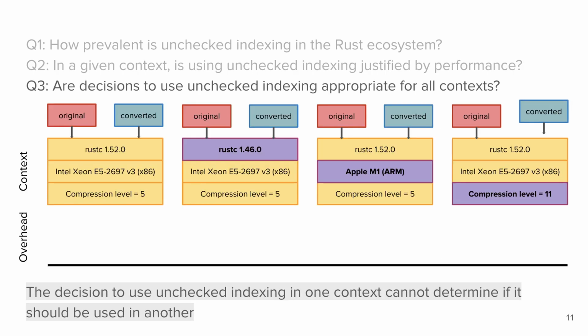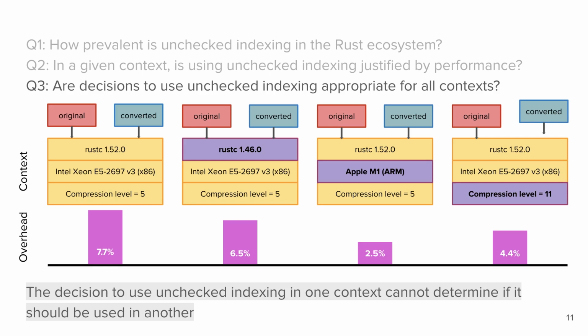The third question asks, is unchecked indexing justified by performance in all contexts? To address this, we perform a similar experiment as before, but we benchmark a single sample application on 4 slightly different contexts, where each variation only changes one part of the context.